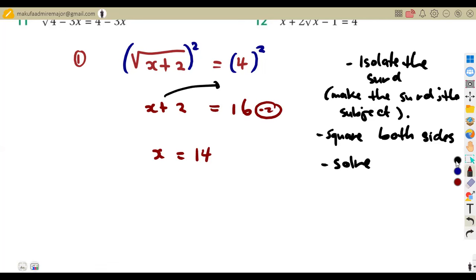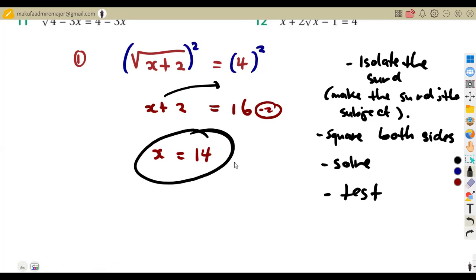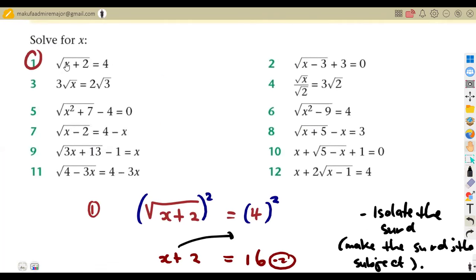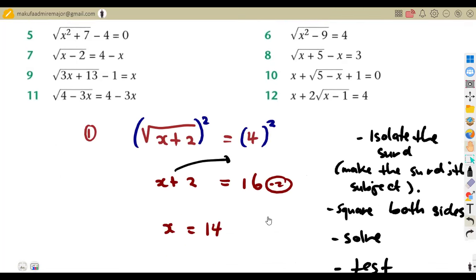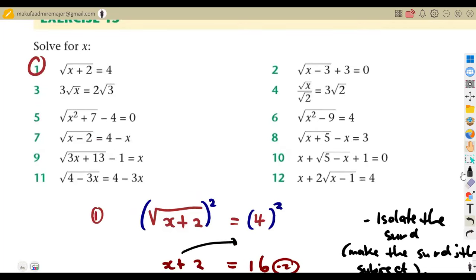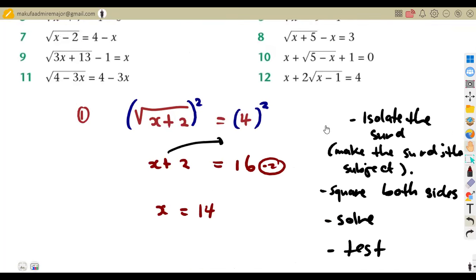So take note about that. After you've found the values, what you're supposed to do is to test these values. In this case, we just have a single solution, but we are supposed to test this solution. Does it satisfy the equation that we are given? If our x is equivalent to 14, if we substitute that 14 here, what are we going to have? This is going to be the square root of 14 plus 2 on your calculator. This is the square root of 16, which gives us 4. So that means that truly our x is supposed to be 14.